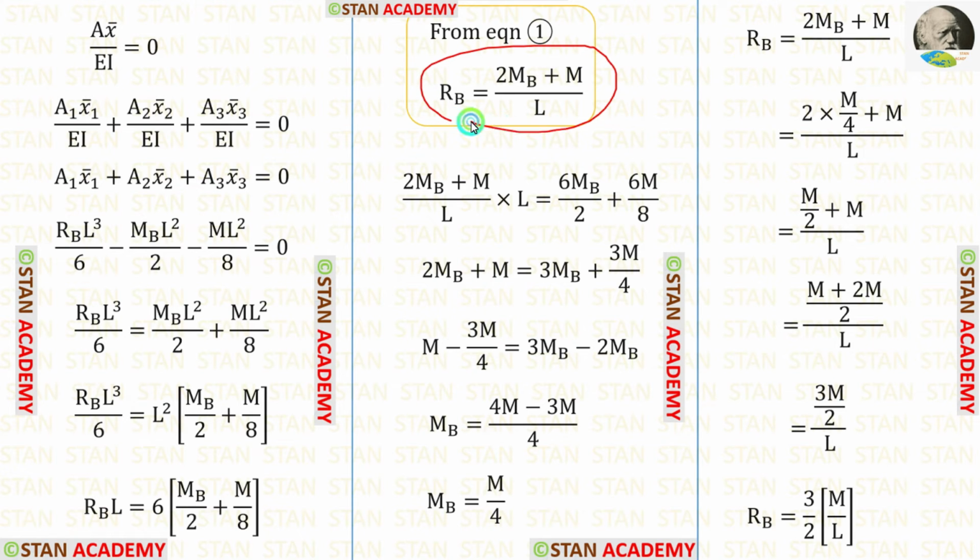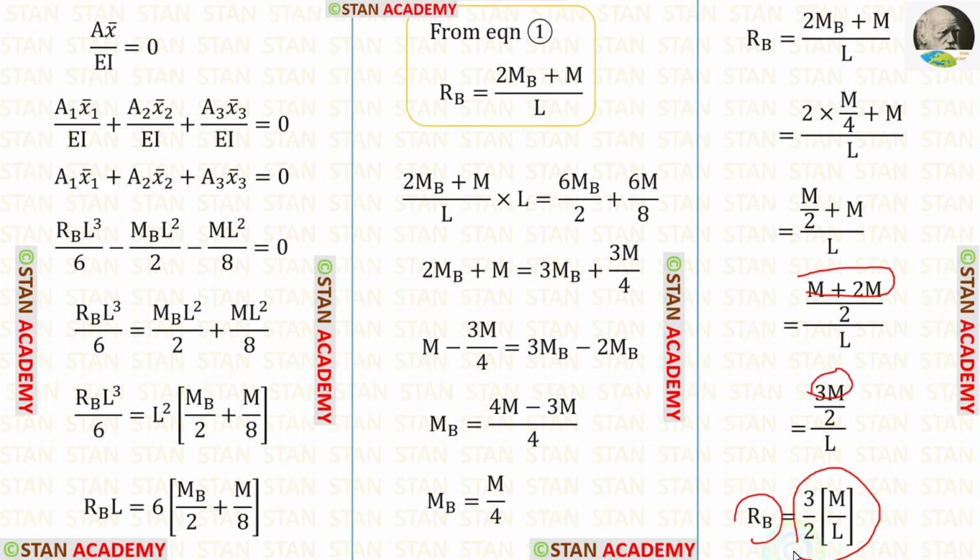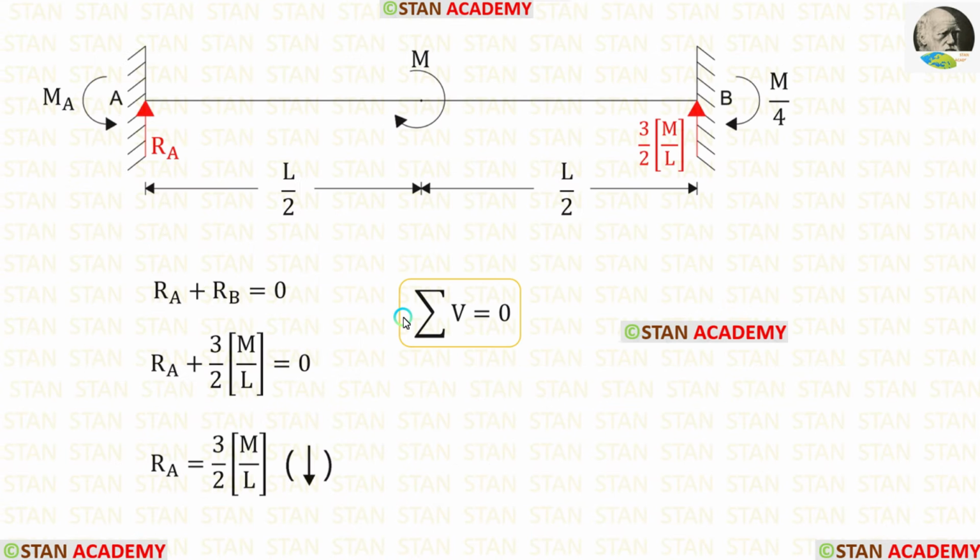In this equation, let us apply the value of MB. We can cut 2 and 4. Here it will be 2. Here we can take LCM. 2 into M, we will get 2M. M plus 2M, we will get 3M. Finally, for RB, we are getting 3 upon 2 into M upon L. We are getting a positive value. That means our assumed direction is correct.